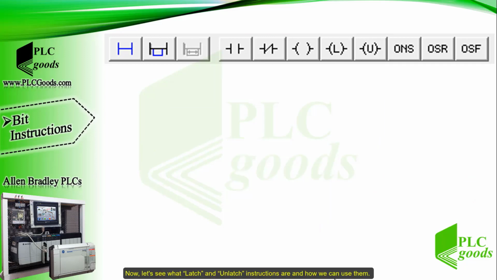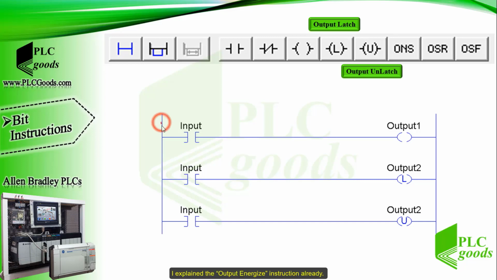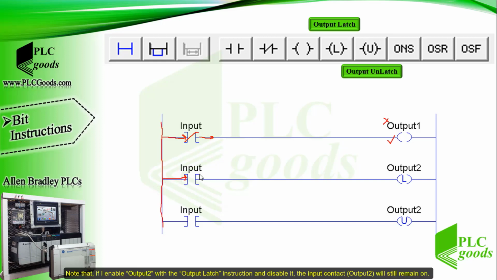Now let's see what latch and unlatch instructions are and how we can use them. I explained the output energize instruction already. In the first rung, based on the state of the input contact, the output 1 will be on or off. In the second rung, the output latch instruction can only set output 2 to 1. Note that if I enable output 2 with the output latch instruction and disable the input contact, the output will still remain on.